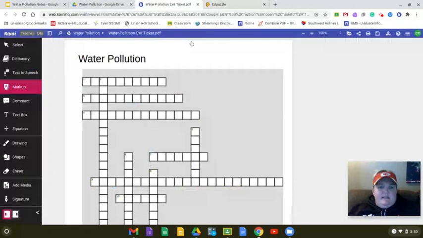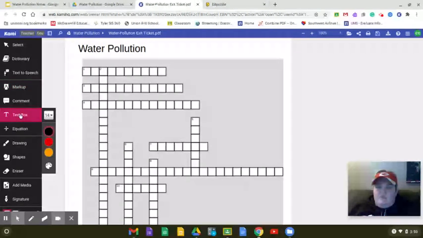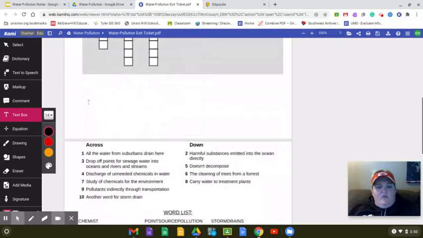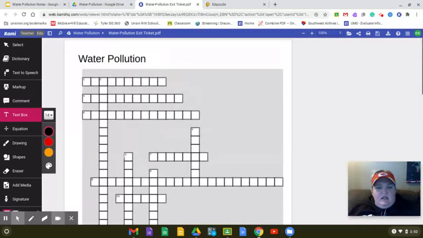Then your exit ticket is here on Cami. On this, all you have to do is use a text box, and you can do it one of two different ways. You can either type directly in here, or down below, you can put a text box like number one, and what is that? Or you can put number one next to which one of these it belongs to. Either way is fine with me and with Miss Mills, just as long as you answer them, you're good.